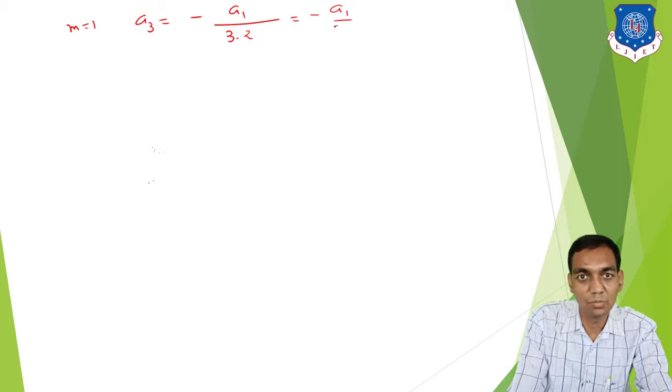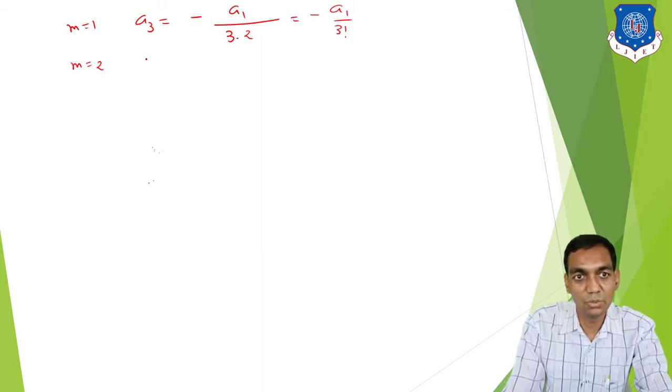In the same manner I am going to put m is equal to 1. So you will have a3 is equal to minus a1 upon 3 into 2, and that is going to be minus a1 by 3 factorial.